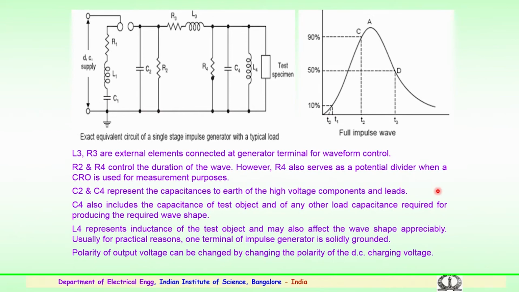Usually for practical reasons, one terminal of the impulse generator is solidly grounded. Here you can see one has to be solidly grounded. The polarity of the output voltage can be changed by changing the polarity of the DC supply. Here, positive and negative, you can change the supply and obtain the required polarity, either positive or negative.